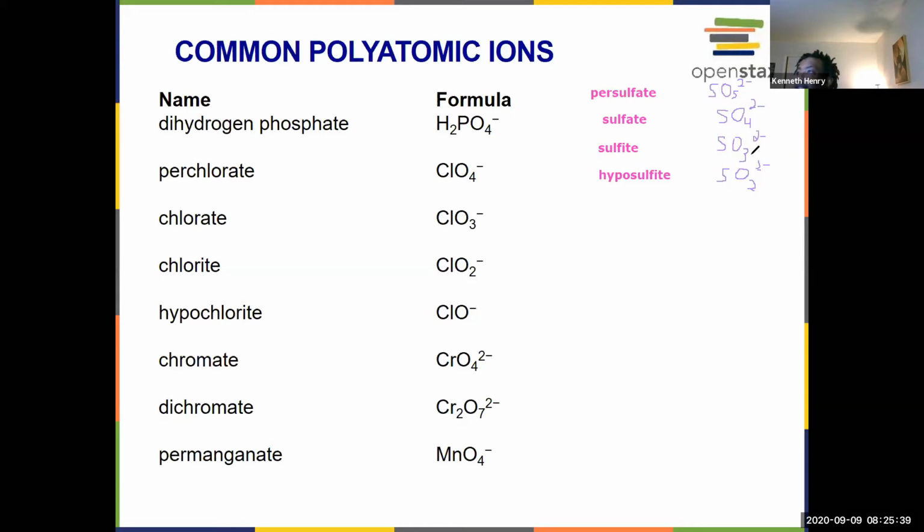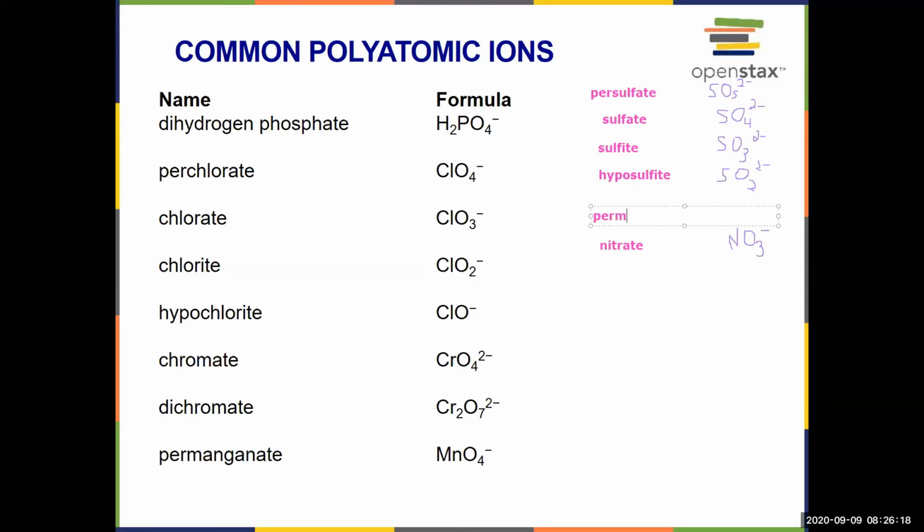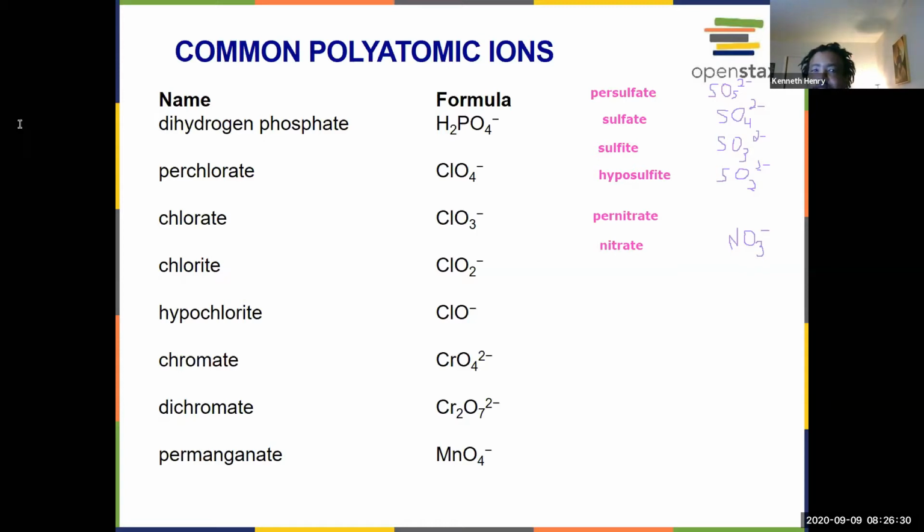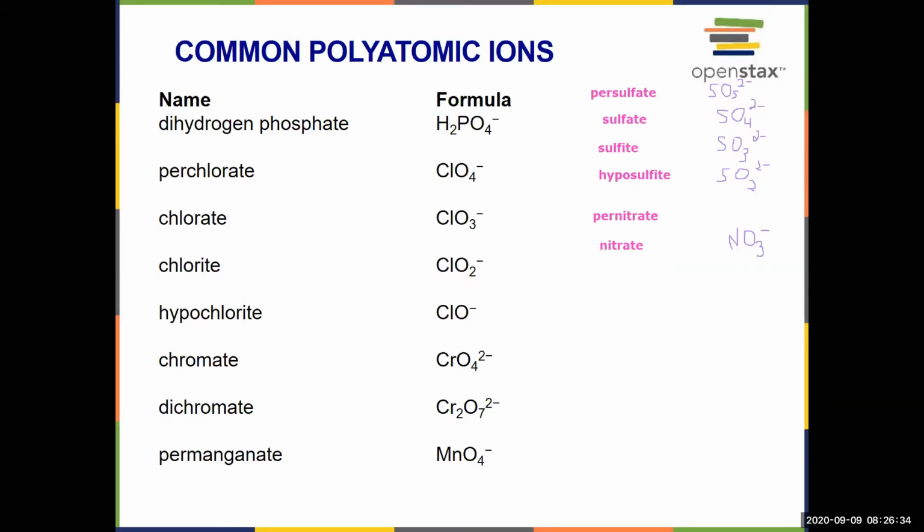So let's do nitrate. Nitrate starts off as NO3 minus. The one that would be one oxygen more is going to be called pernitrate. Chemical formula? NO4 negative. Okay.